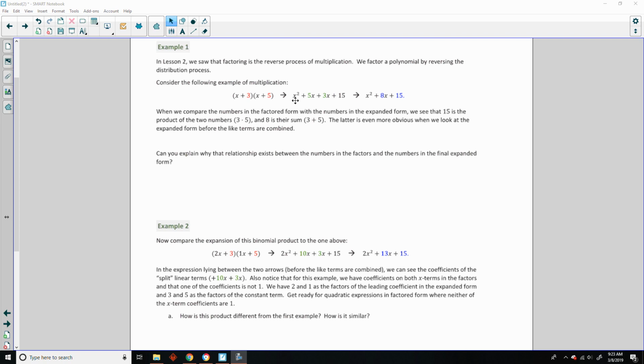first term times the first term, which is x times x, x squared. Outer is x times 5, which is 5x. Inner is 3 times x, which is 3x, and 3 times 5 is 15, the last. And then we combine our middle terms, 5x plus 3x is 8x, and then our final polynomial is x squared plus 8x plus 15.